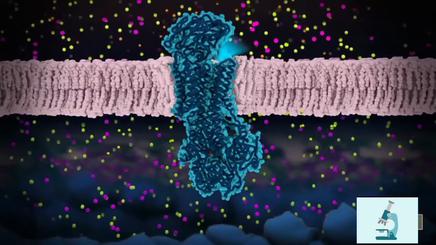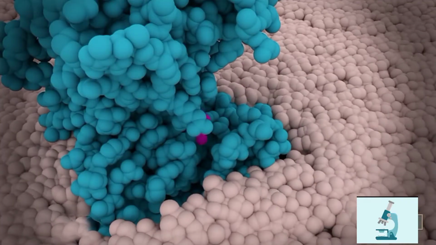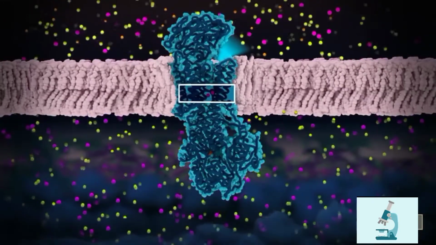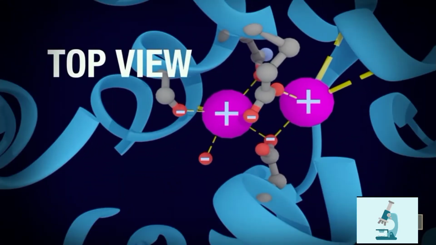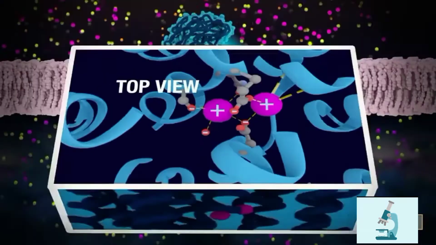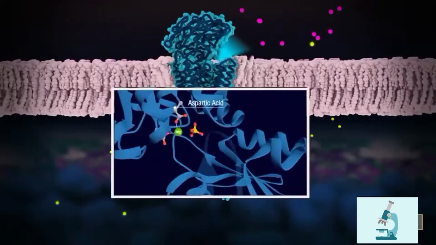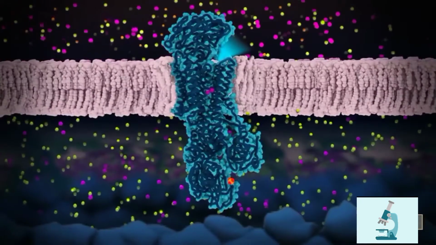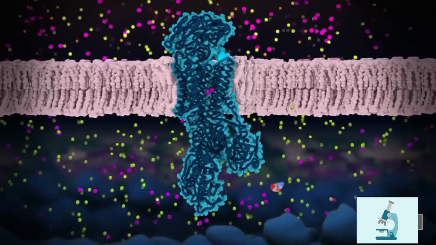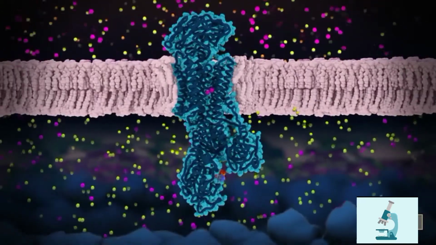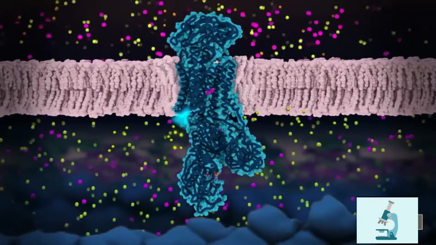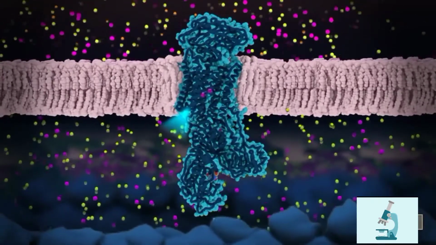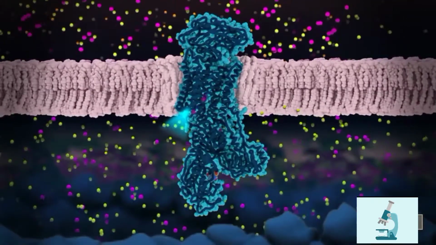In this ion-empty state, the pump allows the entry of 2 potassium ions. This causes dephosphorylation of the pump followed by closing of the extracellular gate, and allows the N domain to accept ATP again. As a result of ATP binding, the intracellular gate opens, the potassium ions are released into the cytoplasm, and the cycle can start again.